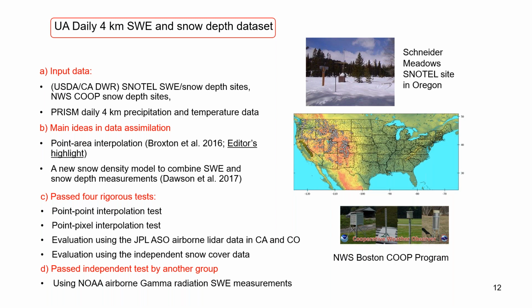More importantly, we have passed 4 rigorous tests: point to point, point to pixel, independent evaluation using the airborne LiDAR data, and the evaluation using independent snow cover data, because snow cover is much easier to measure from space due to the substantially different reflectance from snow versus non-snow surface. Most importantly, we have passed independent tests by different groups.